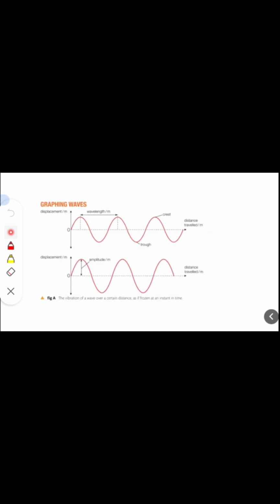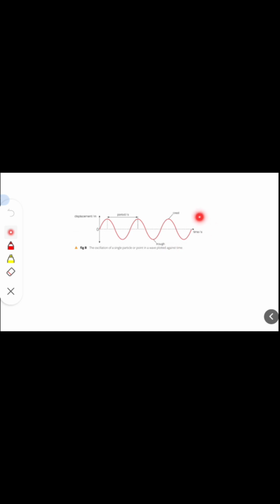Here this length is represented by the wavelength, since it is the distance traveled, but since the time axis is given, the same length is representing the period. That is the time taken for one wave, right? So it is measured in seconds only, and that's how the two graphs are varying, and you should have an idea of how the displacement-time graph and the displacement-distance graph look for attending some of the questions.